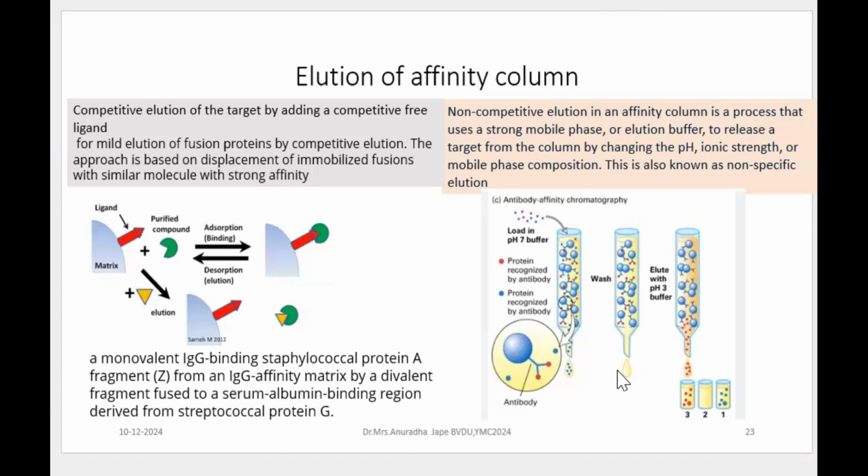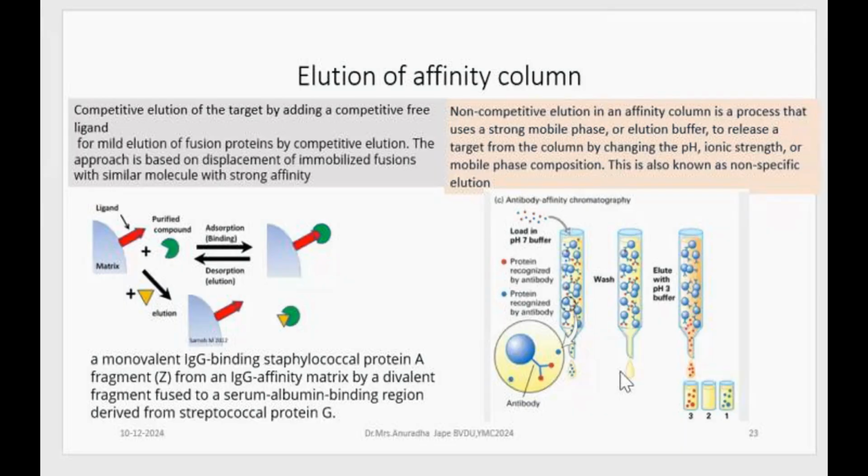So here you are playing with the elution buffer composition. You are changing its pH, you are changing its ionic concentration, and creating conditions such that the interaction between ligand and analyte is weakened, so the analyte bound to the ligand will get displaced and will move down the column along with the mobile phase, the elution buffer. Then you collect such fractions and analyze them for the desired analyte.